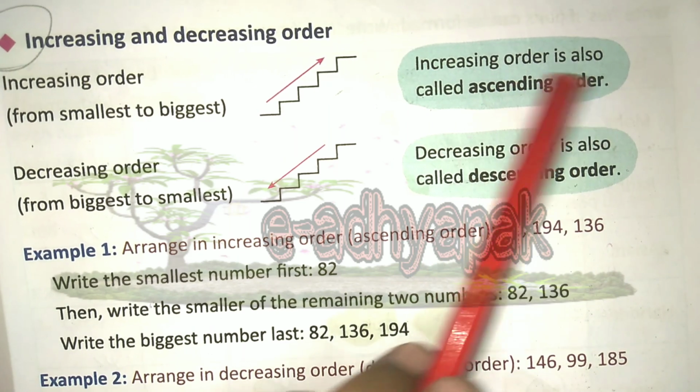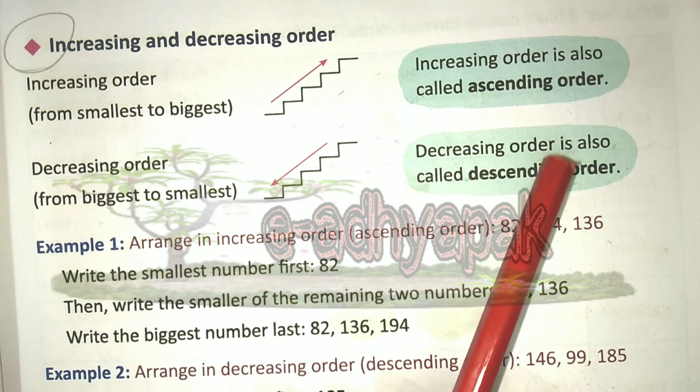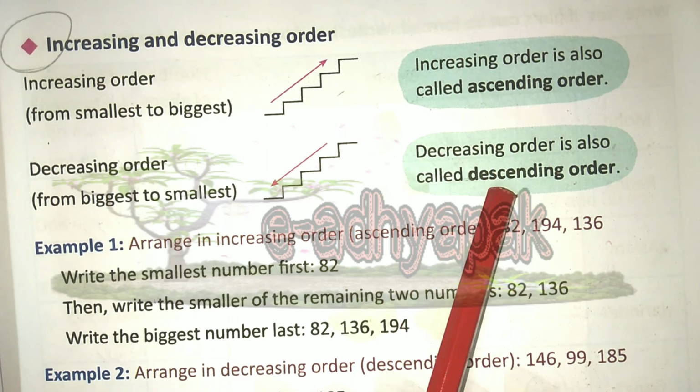Increasing order is also called ascending order. Decreasing order is also called descending order.